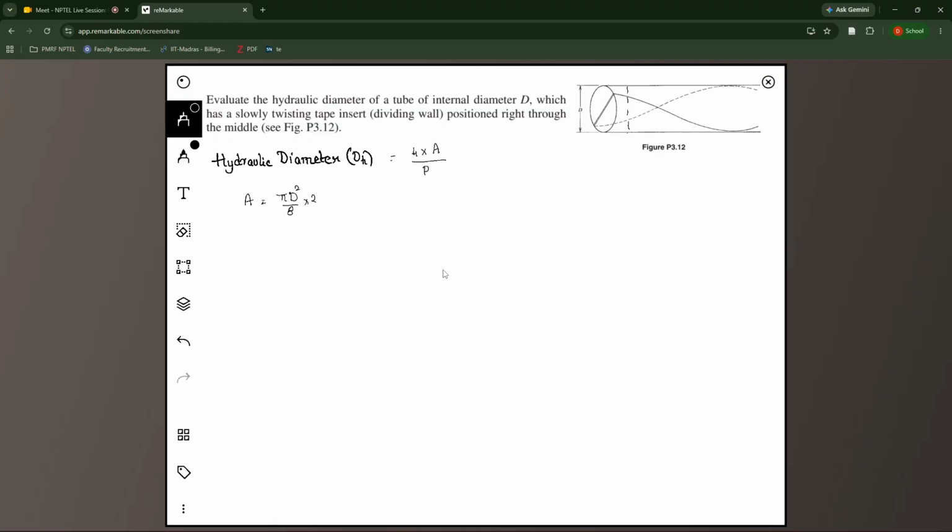So when I'm writing area like this, I'm basically assuming that the thickness of this particular wall that is separating both of them is negligible. So under that particular case, area will be same as whatever you have when you have a circular cross section. And wetted perimeter is where the difference actually comes.